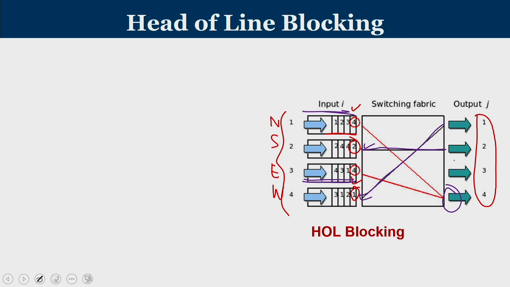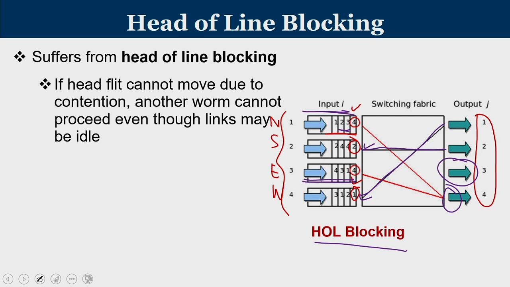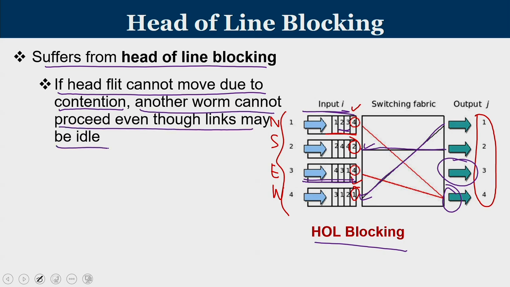We can see that nobody is able to move to output port 3, because we do have flits which require output port 3, but they are not in the front of the queue. So, this is known as head of line blocking. One of these 4 is actually not allowing a flit which wants an output port, but because of the organization it cannot be done. So, generally this kind of buffering will suffer from head of line blocking. If the head flit cannot move due to contention, another worm cannot proceed even though links may be idle.